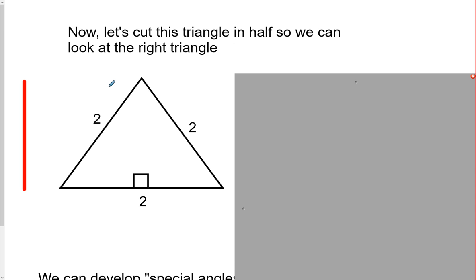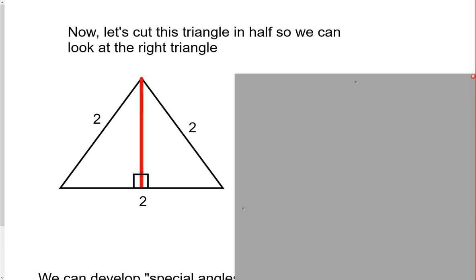Here's our exact same triangle again. Here's what I'm going to do, though. I'm going to cut it in half. Okay? So I'm going to put this bar right here and cut this in half. And now we have 2 right angle triangles, 1 on each side.